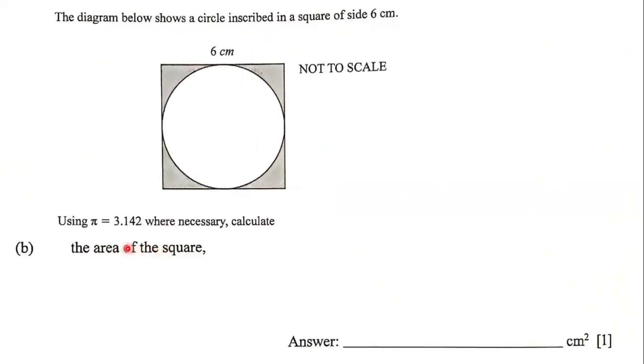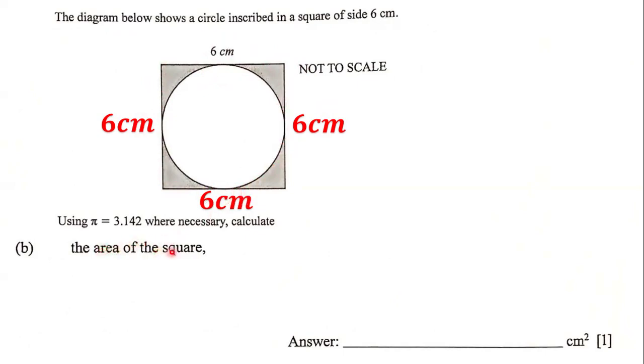Now we need to find the area of the square. The area of a square is given by the formula length times width. Since this is a square, all of the sides are going to be equal. So if this side is 6 centimeters, this side must also be 6 centimeters. This side is 6 centimeters as well, and this side is also 6 centimeters. So all of the sides are 6 centimeters in length.